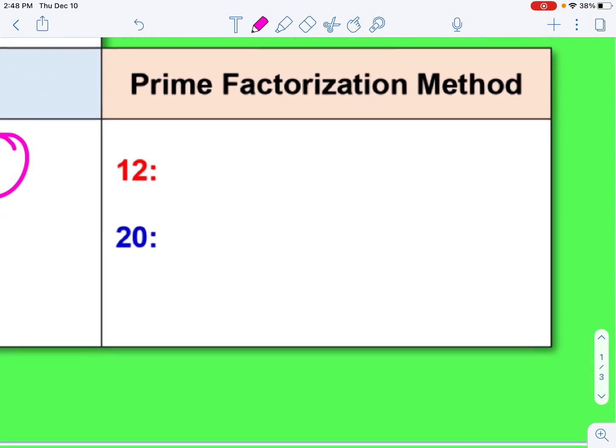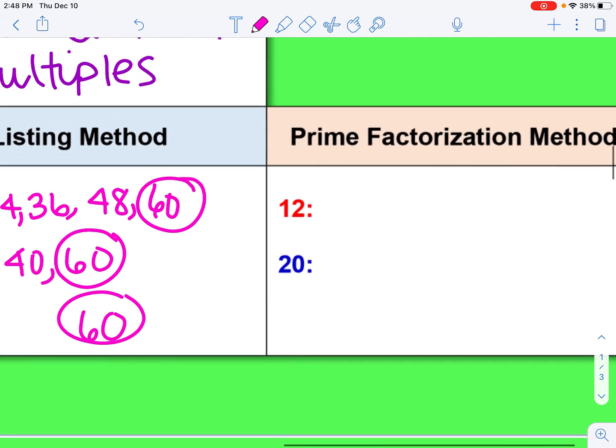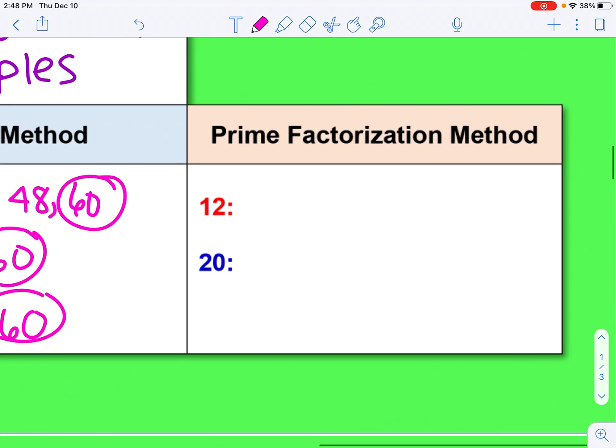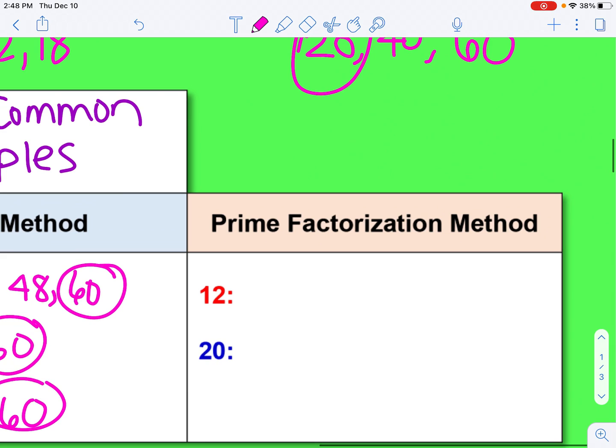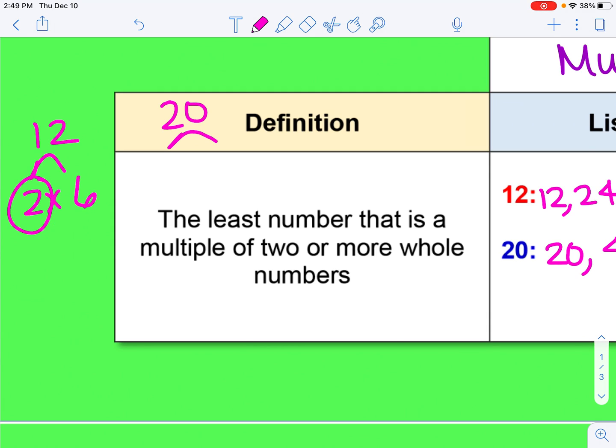Alright, and then there's a second way we could do it. We could do the listing method, which is this one, or we could find the prime factorization and then figure out the method that way. So let's do the prime factorization of 12 and 20. Alright, let's do it over here. So we have 12 and we have 20. What two numbers multiplied together give us 12? Well, we know 2 times 6 gives us 12. 2 is prime. 6 is not. 2 times 3 gives us 6. So we're done.